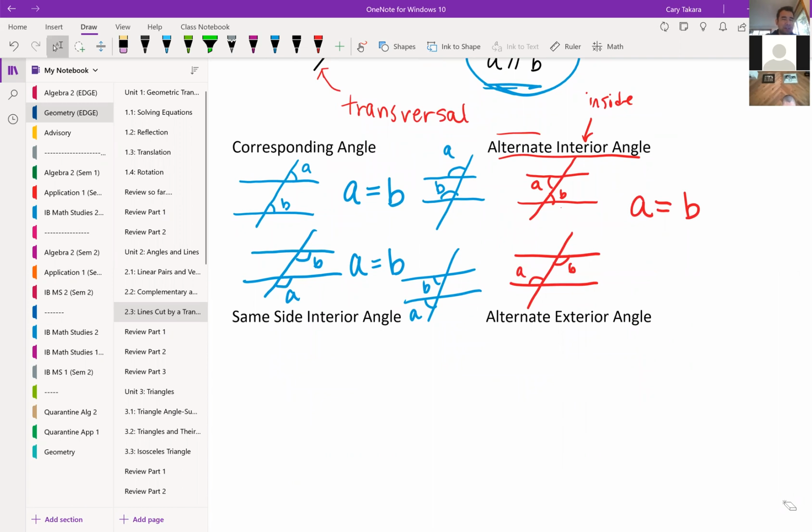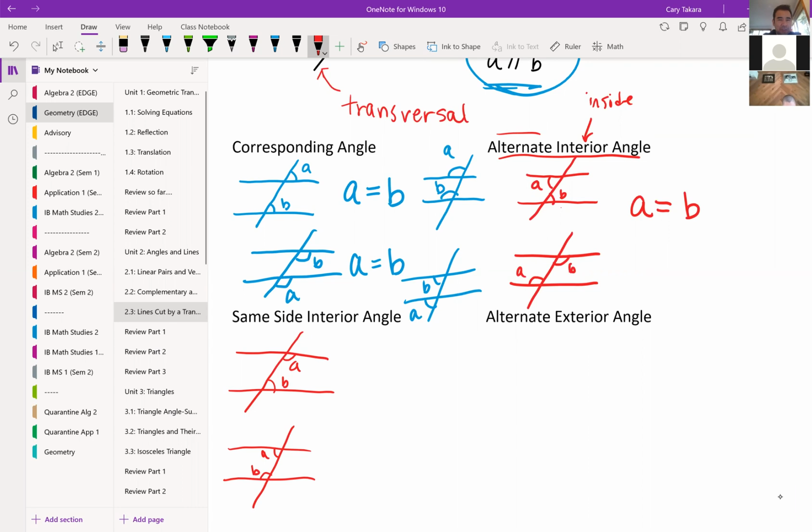Now let's talk about same side interior angles. It is this angle and this angle. Or it could be this angle and this angle. It is the same side, but it's interior. It's inside of parallel lines. So that's A and B.